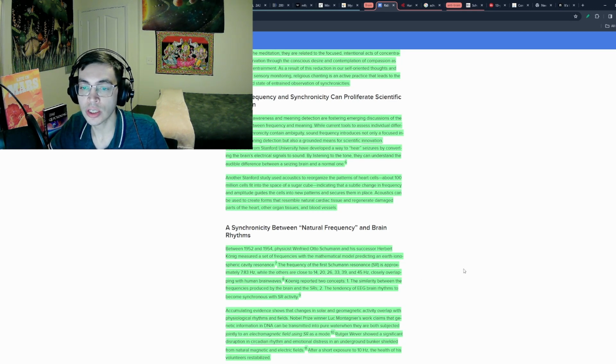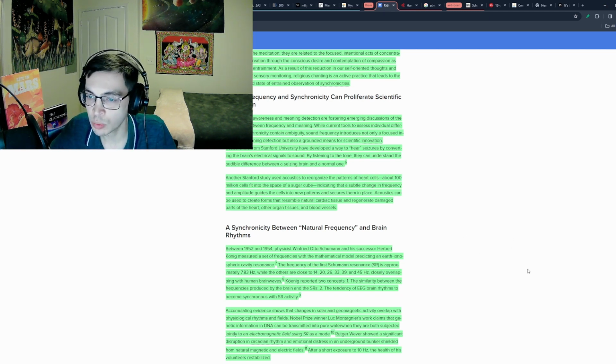Another Stanford study uses acoustics to reorganize the patterns of heart cells. Whoa. Imagine if you could do that with singing. You could sing and fix somebody's heart cells.